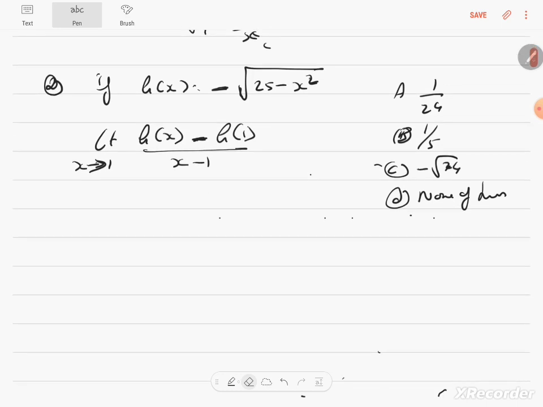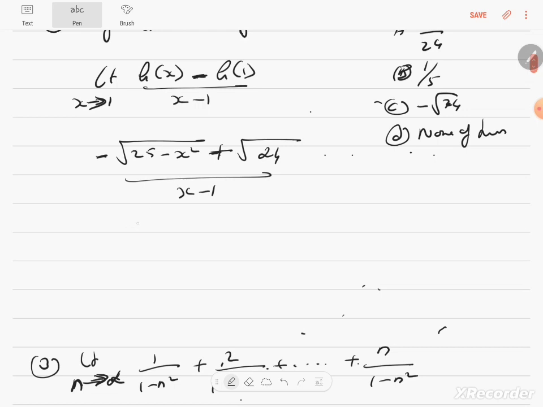If g of x is equal to, a function has been given, g of x, limit of x tends to 1, g of x minus g of 1 by x minus 1. What is g of x? It is minus root of 25 minus x square. Minus g of 1 is minus of minus root of 25 minus 1, which will become root of 24, by x minus 1.